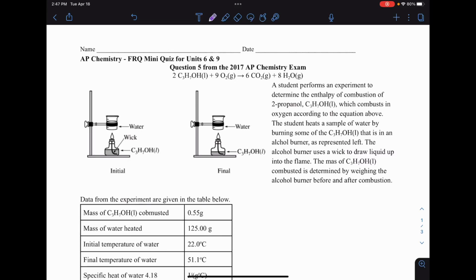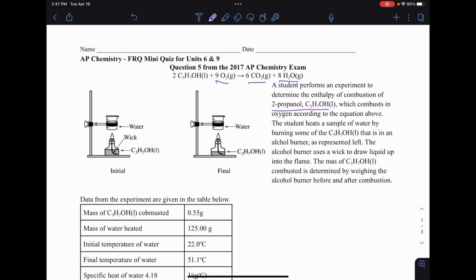All right, here's the answer key for the mini quiz that covered Unit 6 and 9. So we have this lovely chemical reaction here. It's for the combustion of propanol, or 2-propanol. And we can see that it's combusting in oxygen. Combustion always happens with oxygen as the reactant. Carbon dioxide and water are the products.